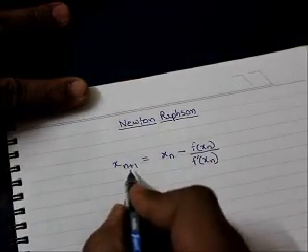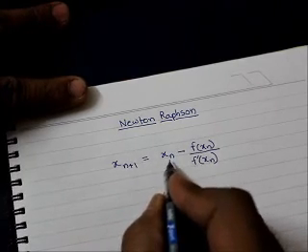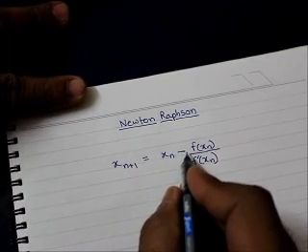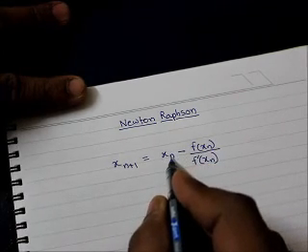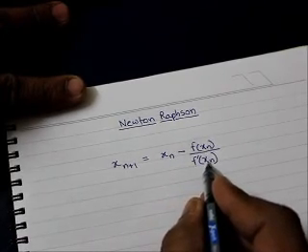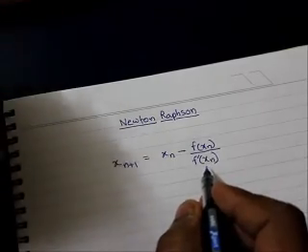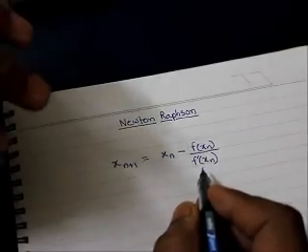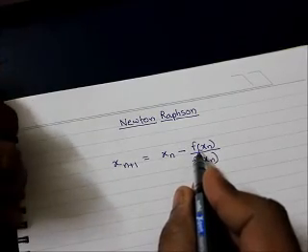Xn plus 1, that is the next approximate root, is equal to the previous approximate root minus f of xn, that is the value of f(x) when x is equal to xn, the previous approximation, divided by f dash xn. Now what's this f dash xn? F dash xn is nothing but the first derivative with respect to x of the initial function, that is f(x).